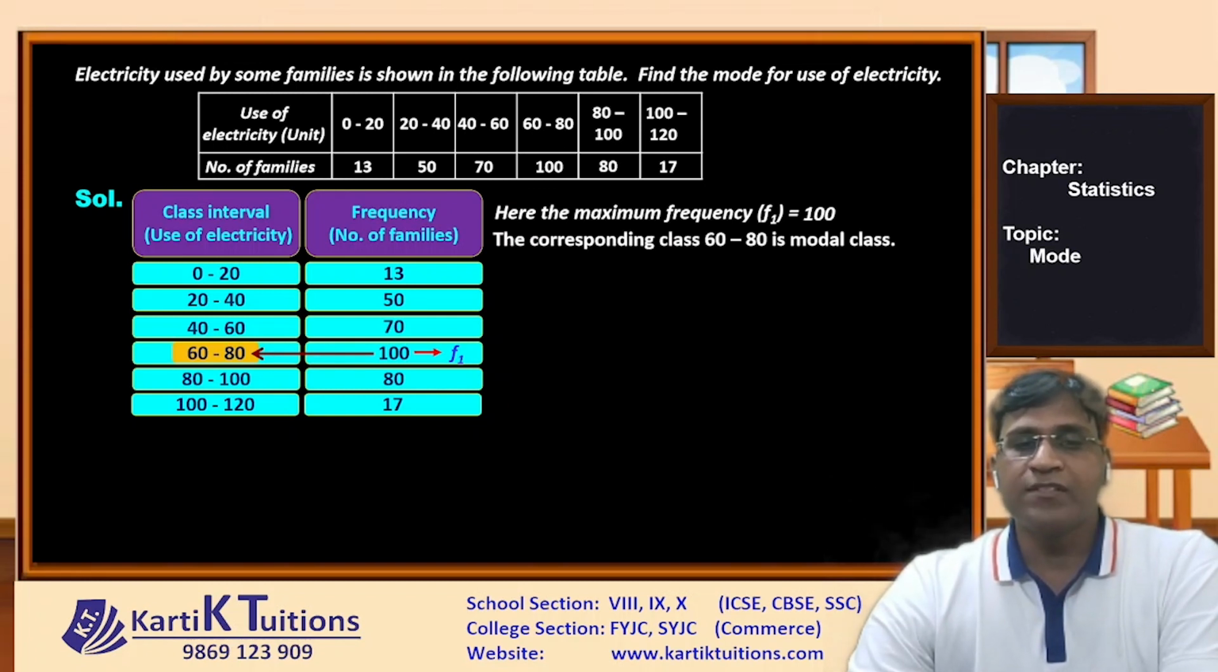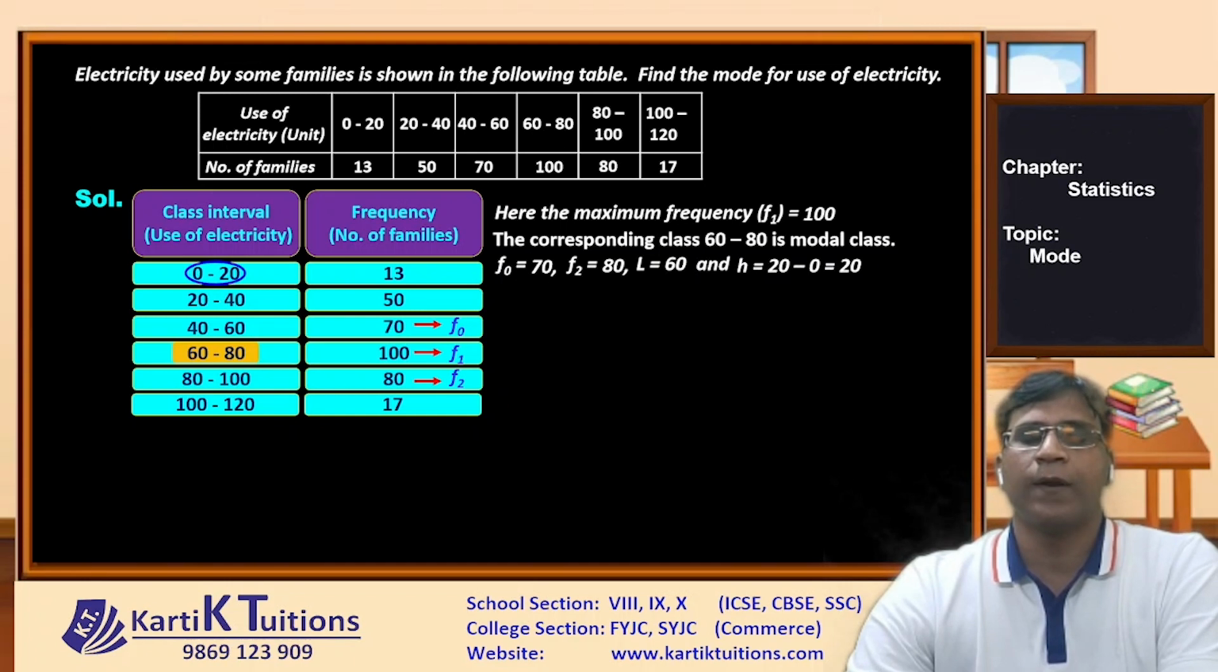Now the frequency preceding the modal class is which? 70. So that becomes our F0. Then the frequency succeeding the modal class, that is 80, will become our F2. And L is 60. And H, as we all know, how do we get the width of the class? It is the difference between any two consecutive lower limits or upper limits. So 20 minus 0 will give us 20. I hope I am clear till here.